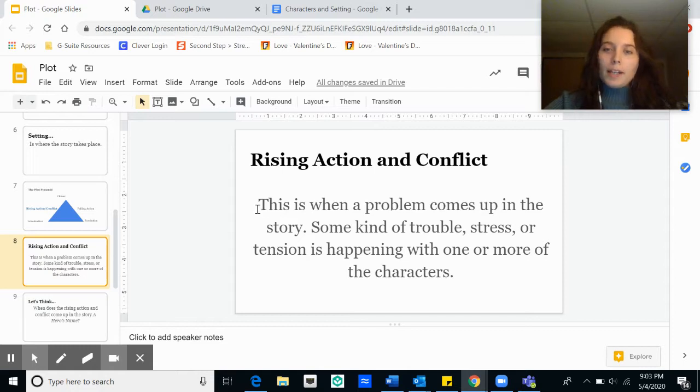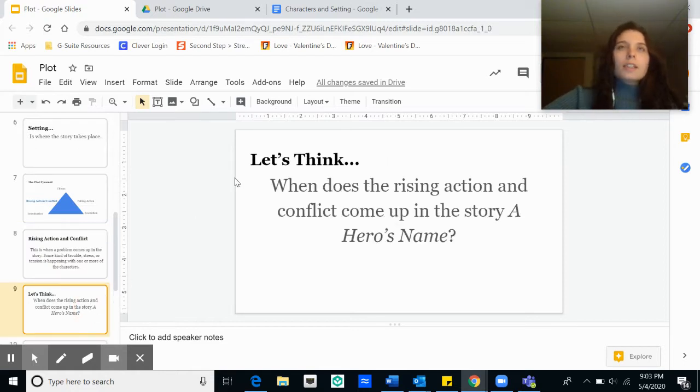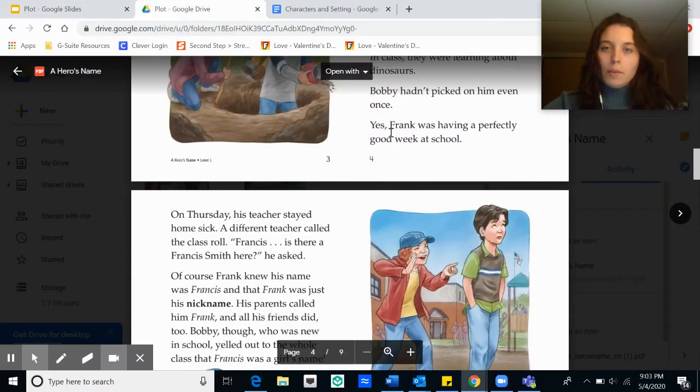This is when a problem comes up in the story, some kind of trouble, stress, or tension is happening with one or more of the characters. Well, let's think. When does a conflict, some sort of a problem, come up in the story A Hero's Name? I know we only read it yesterday, so I'm going to review part of the story with you now.